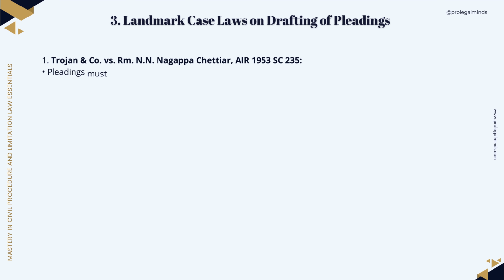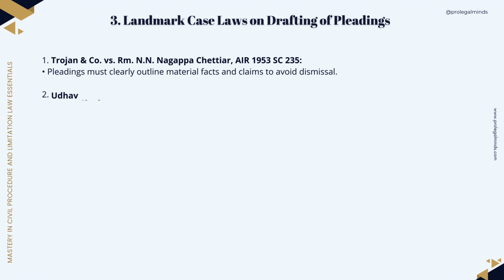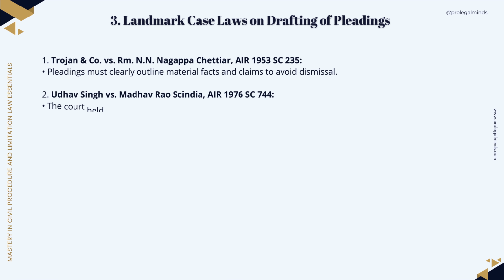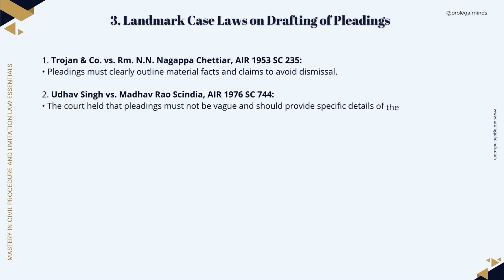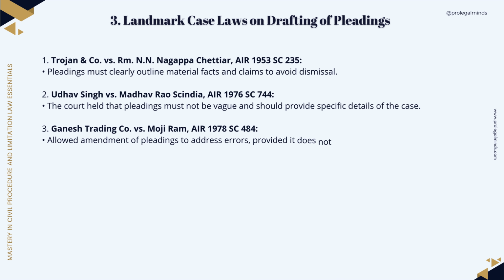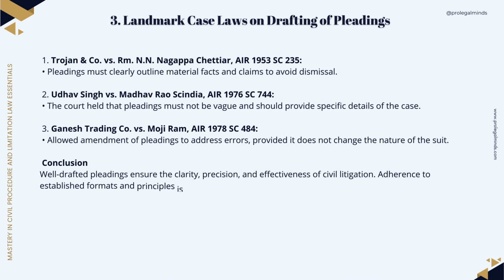Landmark case laws on pleadings. Let's review some important judgments. 1. Trojan & Co. versus Nagappa Chettiar. Pleadings must clearly outline material facts to avoid dismissal. 2. Uddhav Singh versus Madhav Rao Scindia. The court emphasized the need for specific details in pleadings to avoid vagueness. 3. Ganesh Trading Co. versus Moji Ram. Amendments to pleadings are allowed if they do not alter the nature of the suit.